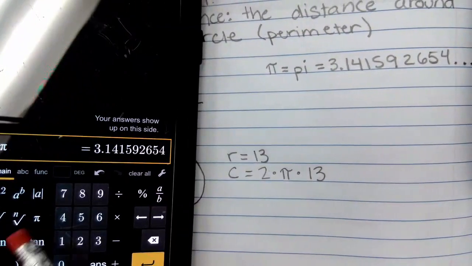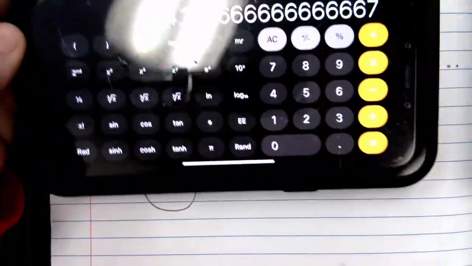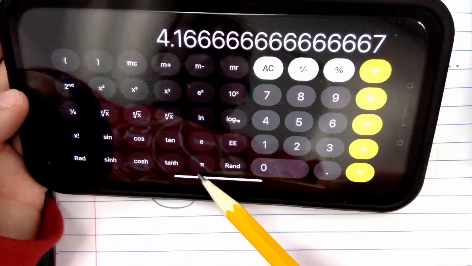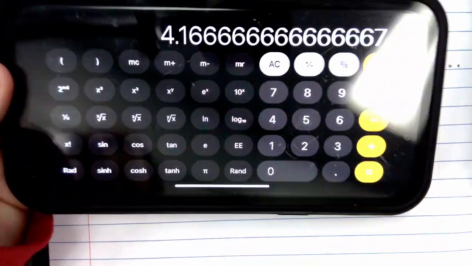If you have an Android, I think you go to your second menu. There's a button that says second, and it should be there. Yeah, if you tip it sideways. Oh, cool. All right, but I like to use Desmos because that's what we like you to use on your tests. So we do want to use that pi symbol.